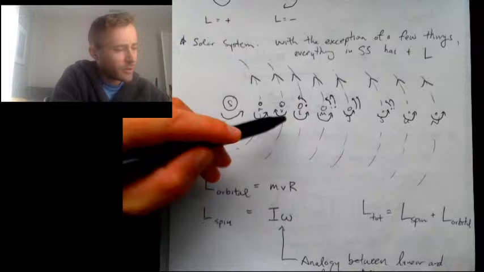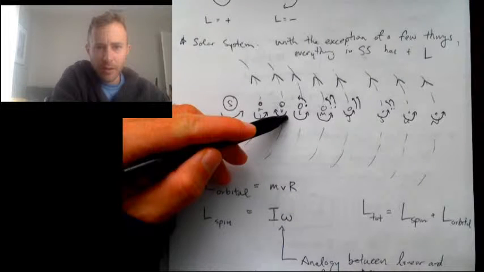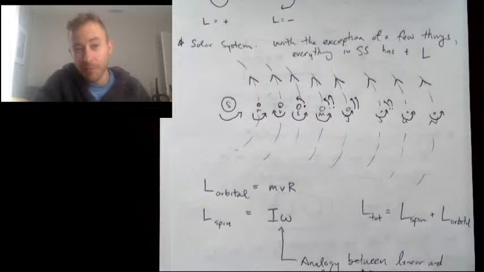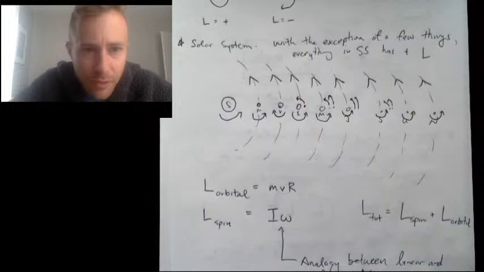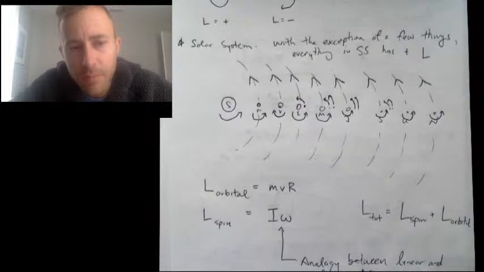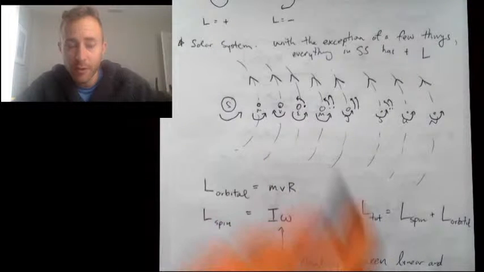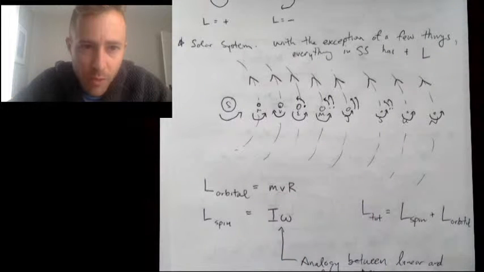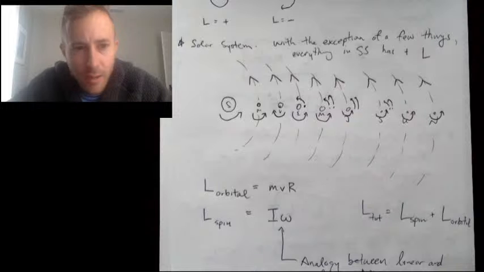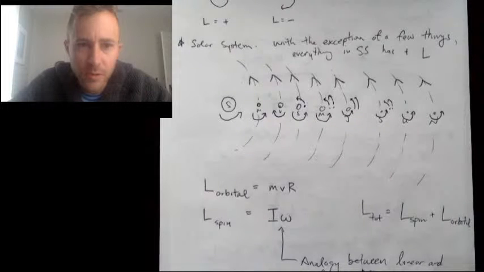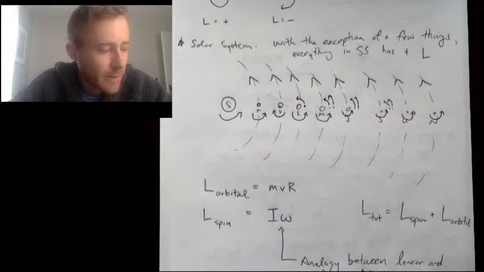I can't remember if I said this or not, but the fact that Venus is spinning in the reverse sense, that's called retrograde rotation. So if it's spinning the correct way, it's called prograde rotation. So prograde versus retrograde is another vocabulary term.